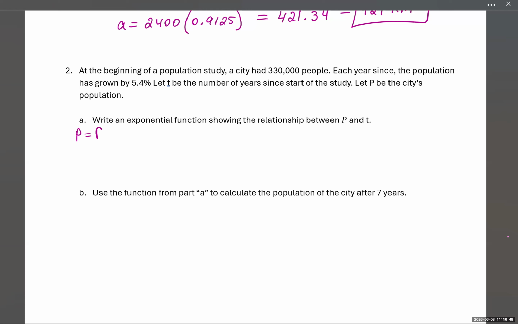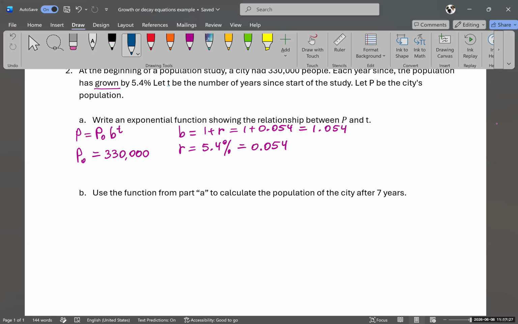So P equals P naught, B to the T, that's the general equation. P naught is the initial population size, so 330,000. B, this is a growth problem. B is 1 plus R. R is 5.4%, or 0.054 in a decimal format. So B then is 1 plus 0.054, so 1.054.